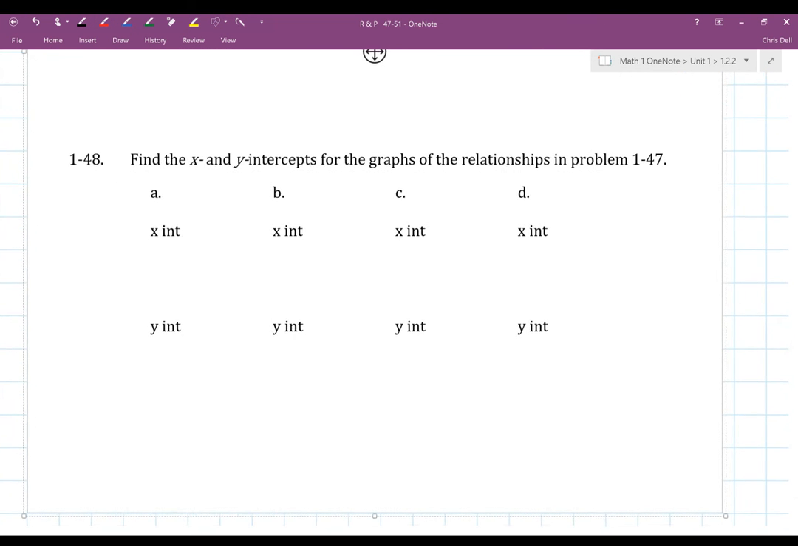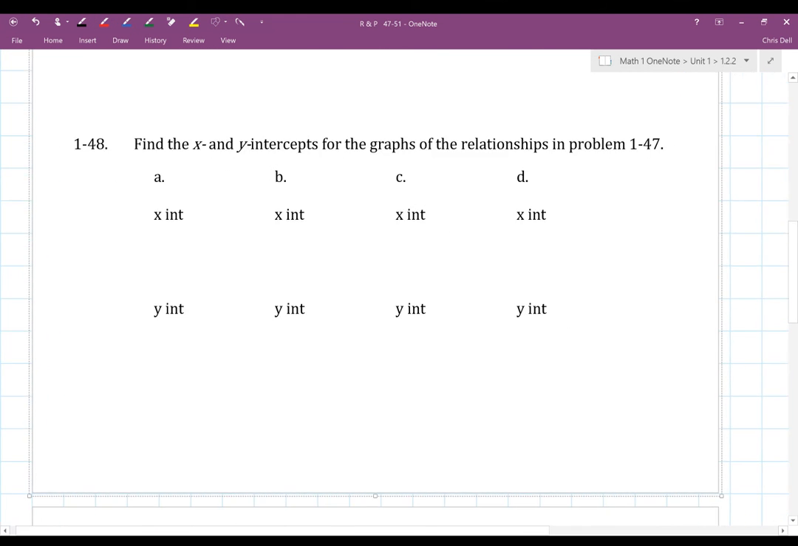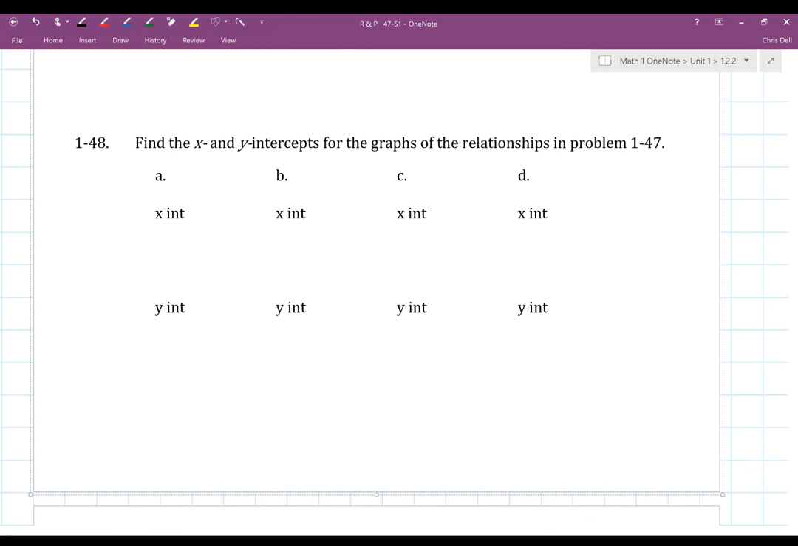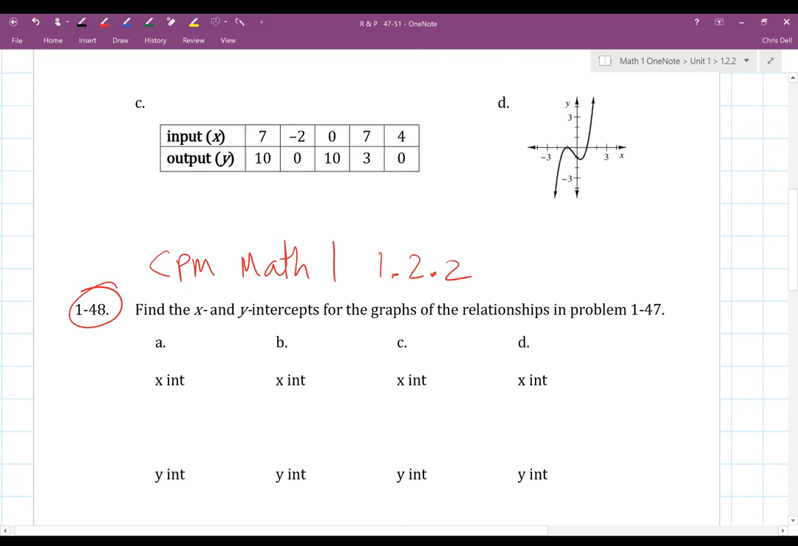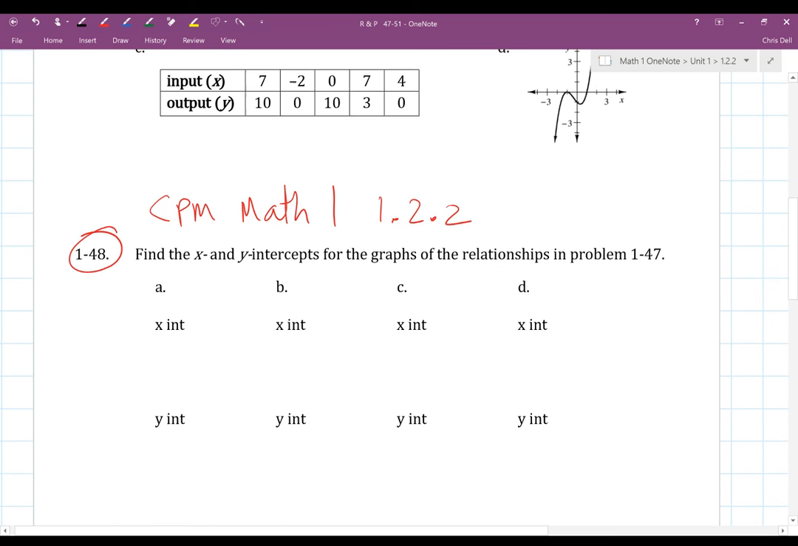We are looking at a problem that has us identify x and y intercepts of graphs and of relationships, from either a graph or from a table. This problem is coming from CPM's Math 1, section 1.2.2, problem 1-48. It says find the x and y intercepts for the graphs of the relationships in problems 1-47.